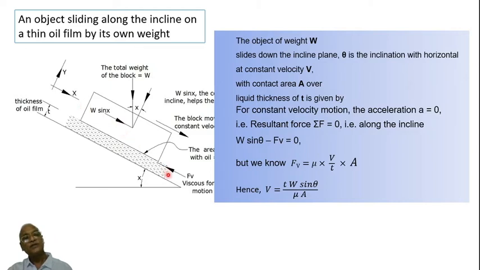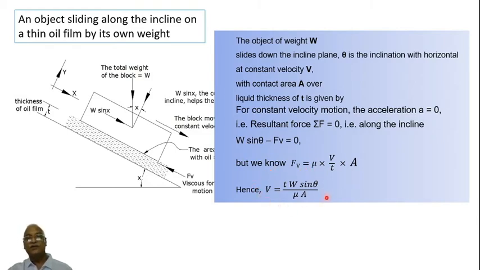So W sin theta minus Fv equals 0. Fv is mu v by t times A, you know that, right? Shear stress multiplied by area gives you the shear force. So from this equation, v will be equal to W sin theta multiplied by T divided by mu into A. So that is the equation.